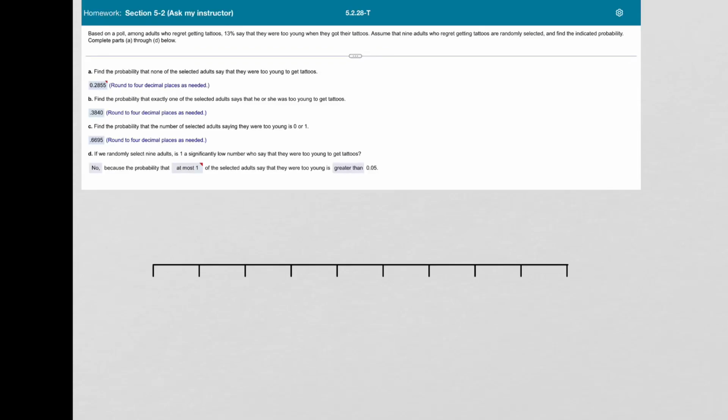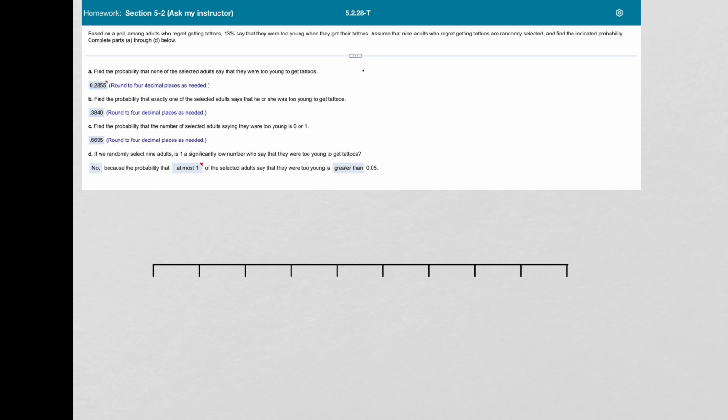In this problem, it says, based on a poll among adults who regret getting tattoos, 13% say that they were too young when they got their tattoos. Assume that 9 adults who regret getting tattoos are randomly selected. Find the indicated probability. So in part A, we want to find the probability that none of the selected adults say they were too young to get tattoos.